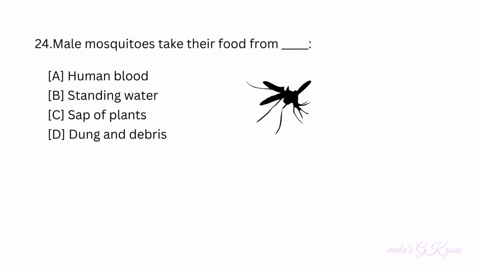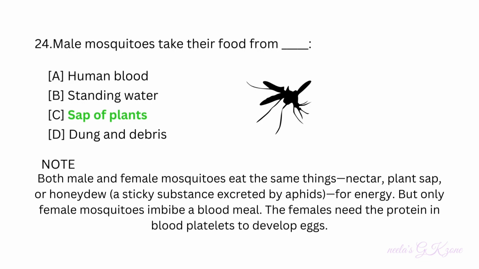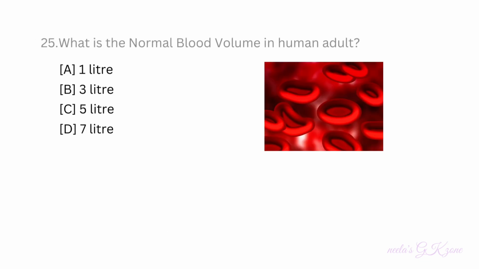Next question is, male mosquitoes take their food from? Options are human blood, standing water, sap of plants, dung and debris. And the answer is sap of plants. Both the male and female mosquitoes eat the same things: nectar, plant sap, or honeydew for energy, but only female mosquitoes imbibe a blood meal. The female needs the protein of blood meals to develop eggs.